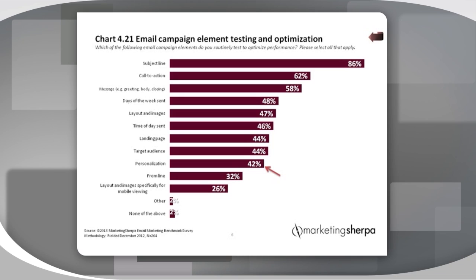Subject lines, frankly, they're very easy to test, and also they're powerful because they're one of the first things people see, affecting that open rate. So you tend to get a high sample size. Call to action also makes a lot of sense. Personalization is much lower on that list. Only 42% of marketers, so less than half, are testing personalization. So with that, we're going to dive in.